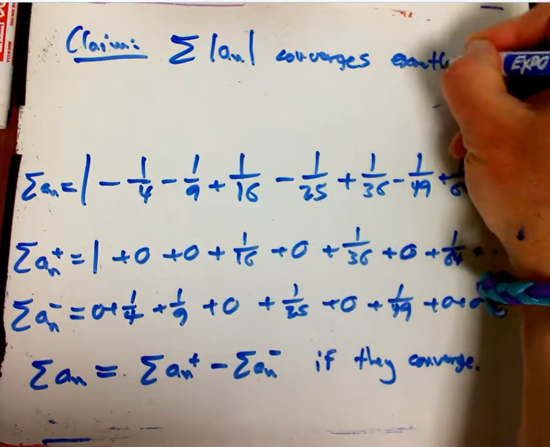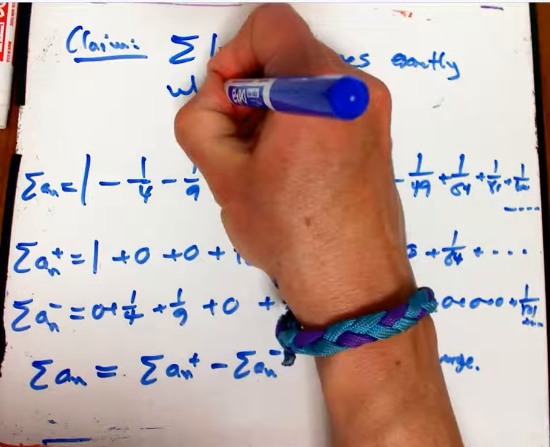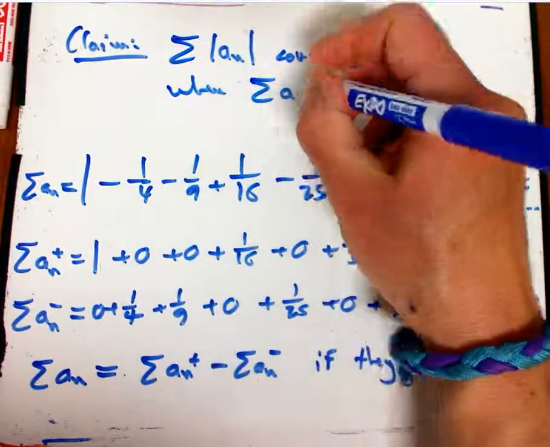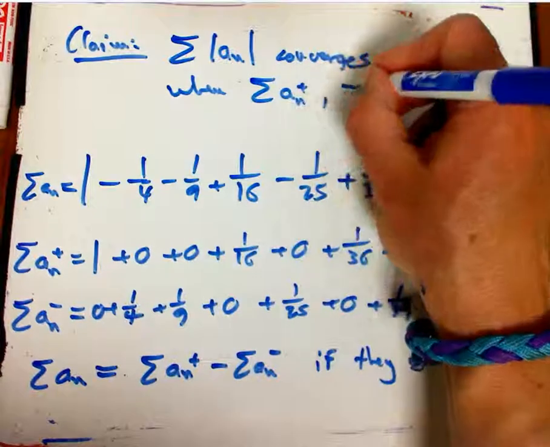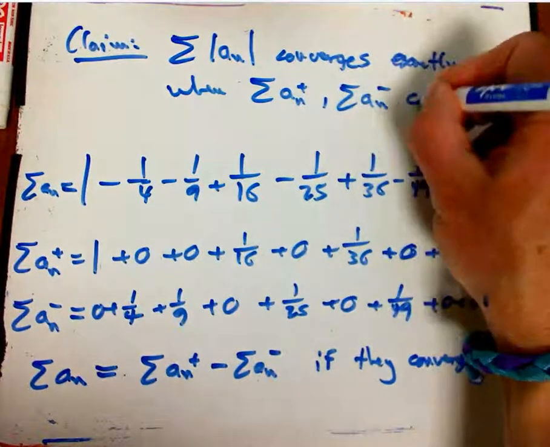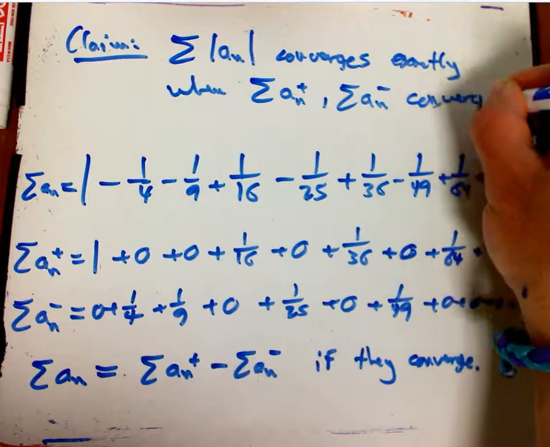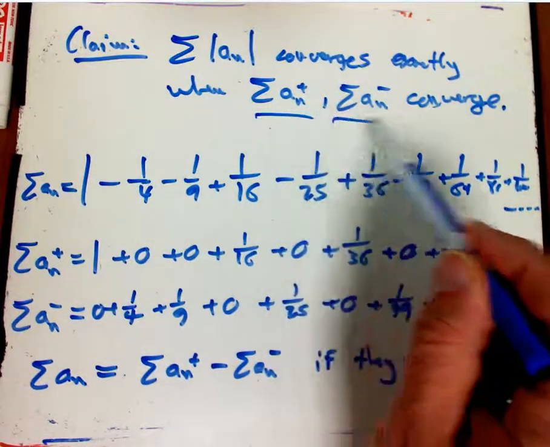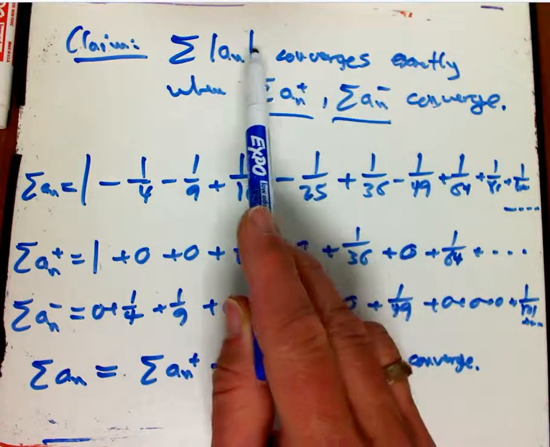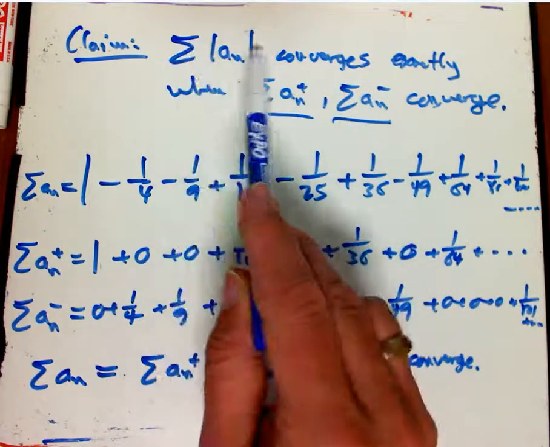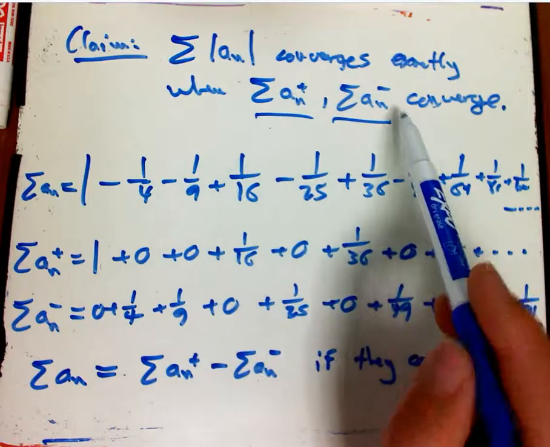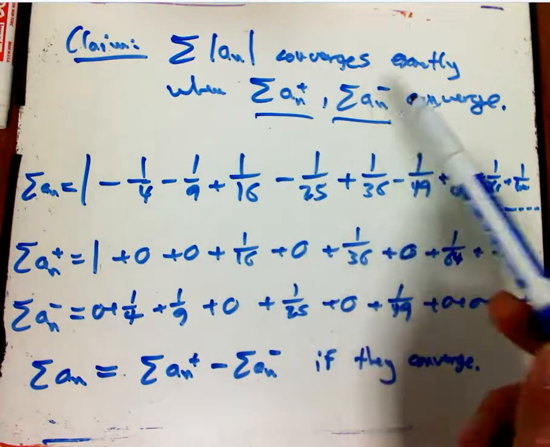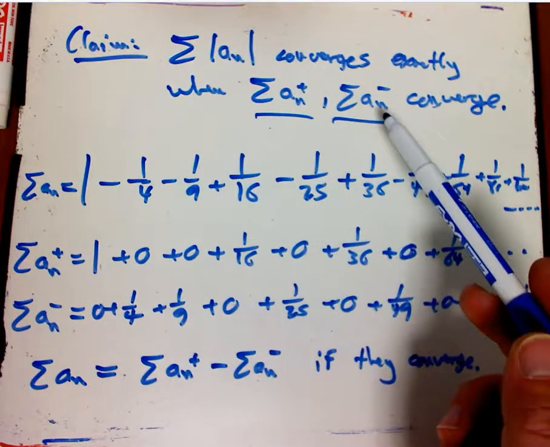That's exactly when both of these converge. So that's two things. I want to show that if these two converge, then the sum of the absolute values does. And if the sum of the absolute values does, then the plus part and the minus part converge. Those are both really easy statements.